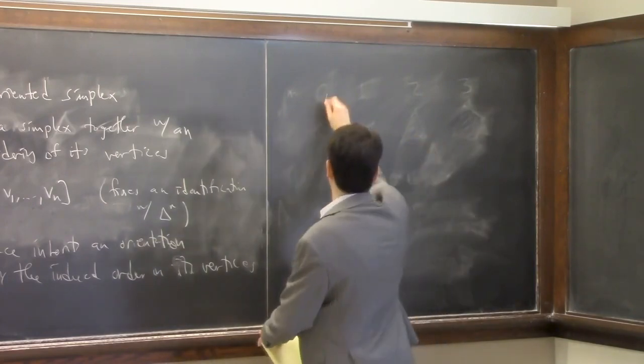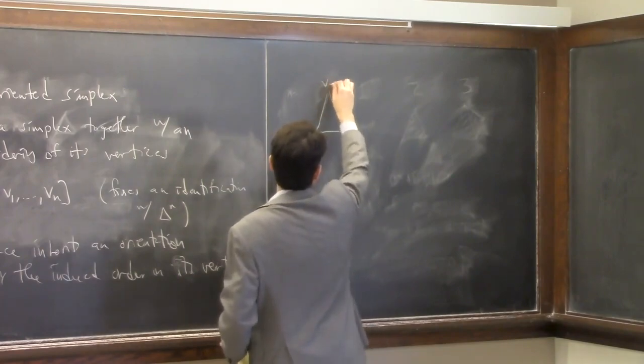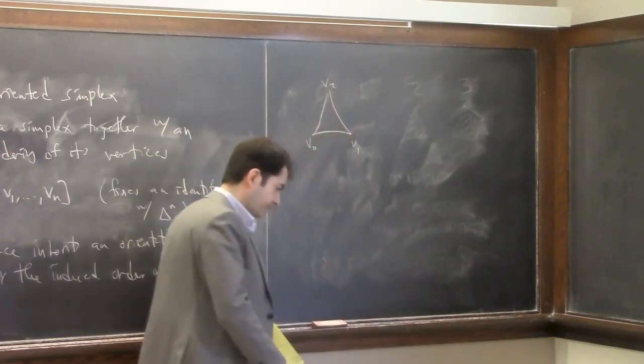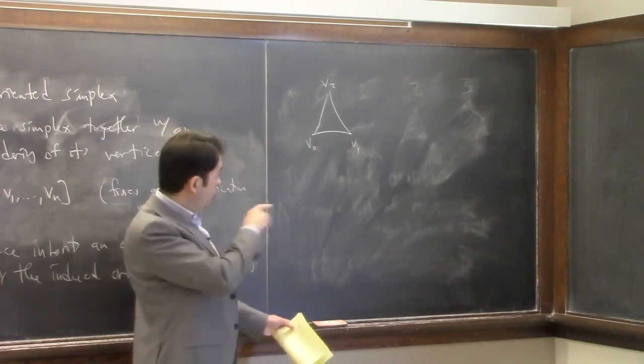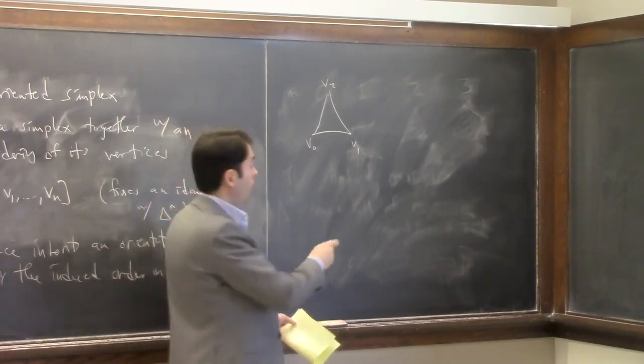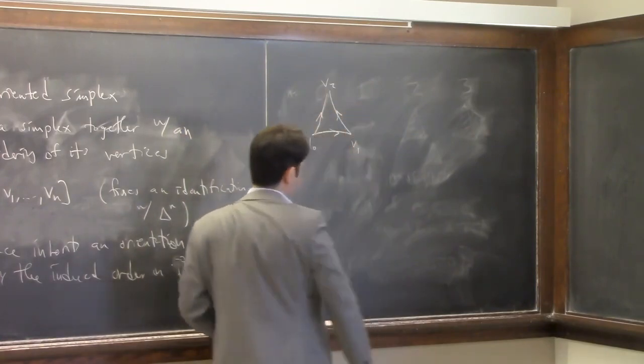So, for example, if I have a triangle, and I say that that's V0, that's V1, that's V2, then I get an orientation on the edges because I know how to go in the increasing direction, right? So this edge is going that way, this edge is going that way, and this edge is going that way.